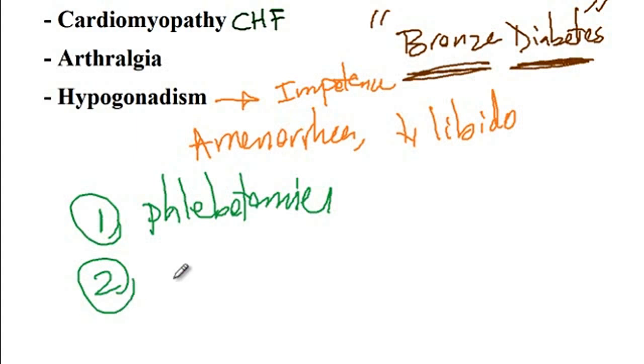And then the other way is to provide iron chelators like deferoxamine. So phlebotomies as well as iron chelators like deferoxamine are treatment options for patients with hemochromatosis. And that concludes our discussion.